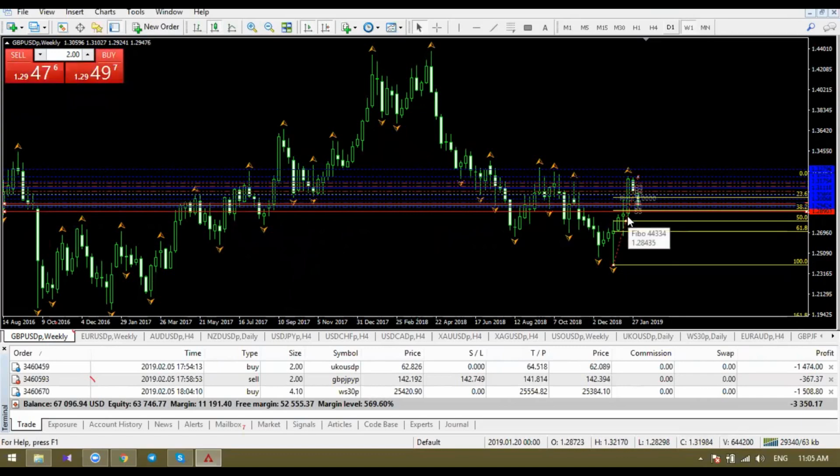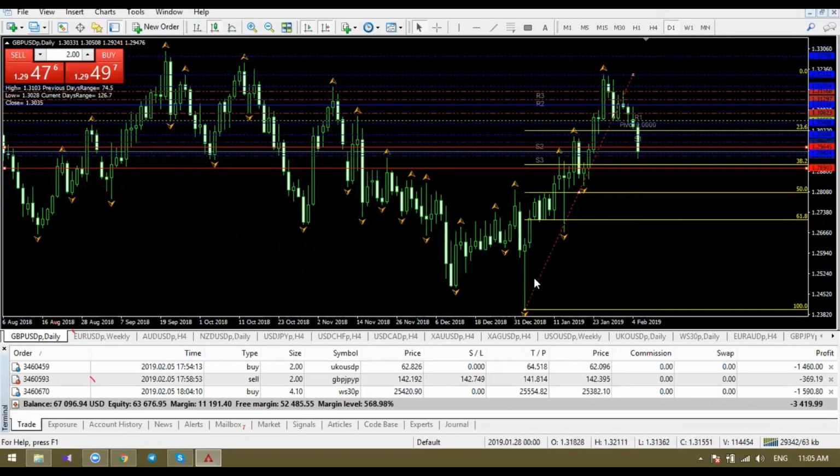It gave you a good buying order. How did I know? I lowered my time on the daily, and I saw this high was higher than this one. It gave me confirmation, higher than this one, and it was just an uptrend.